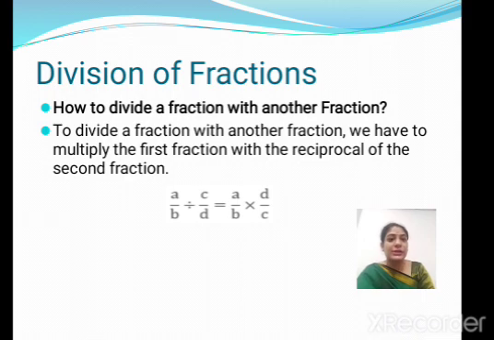Division of fractions. How to divide a fraction by another fraction? To divide a fraction by another fraction, we have to multiply the first fraction with the reciprocal of the second one. Now what is a reciprocal? Reciprocal means we have to convert the numerator into the denominator and the denominator into the numerator. As you can see in the example, a by b divided by c by d. a by b will remain the same, division will be changed into multiplication and c by d will become d by c. So the reciprocal of c by d is d by c.